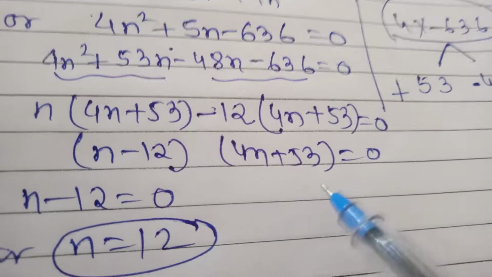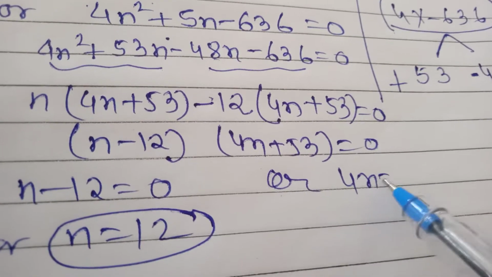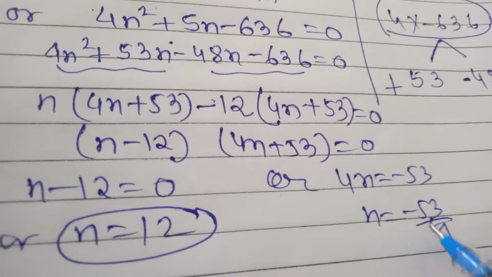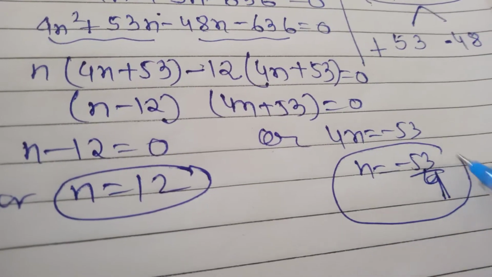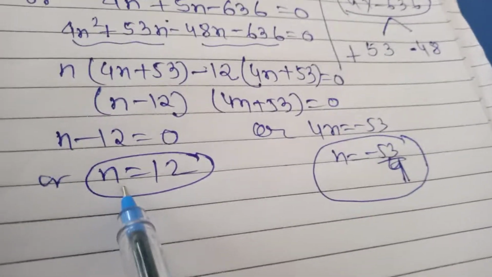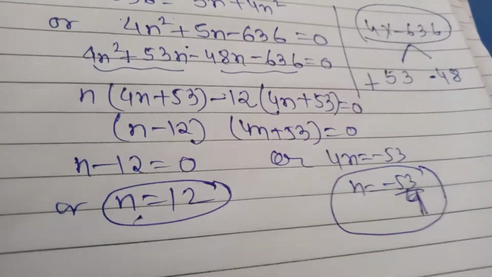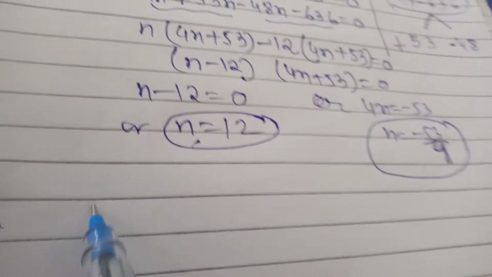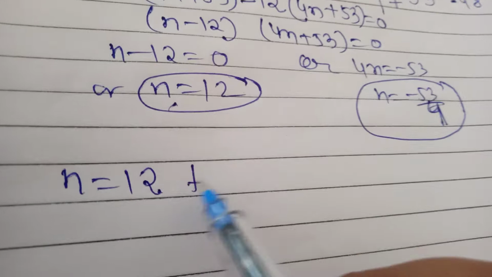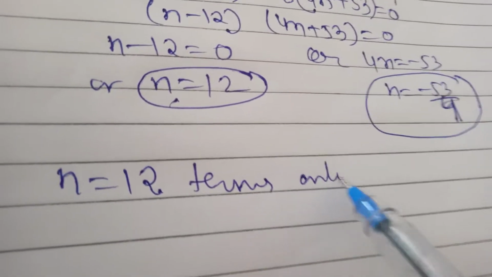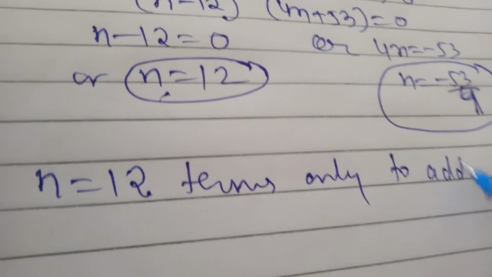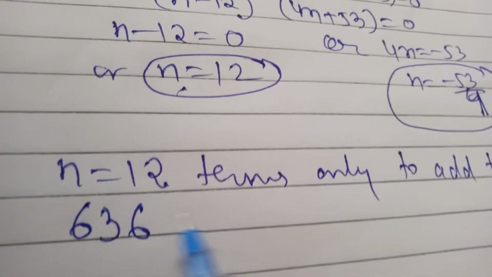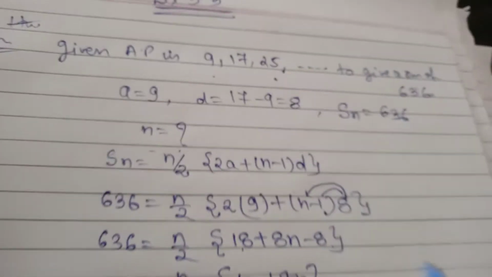This is one of the answers we got, and here we will write 4n is equal to minus 53, so n is equal to minus 53 by 4. This value is not possible, so we have to take the positive value, n is equal to 12. Therefore, n is equal to 12 terms only to add to give 636. Clear? So you can see the equation once again.